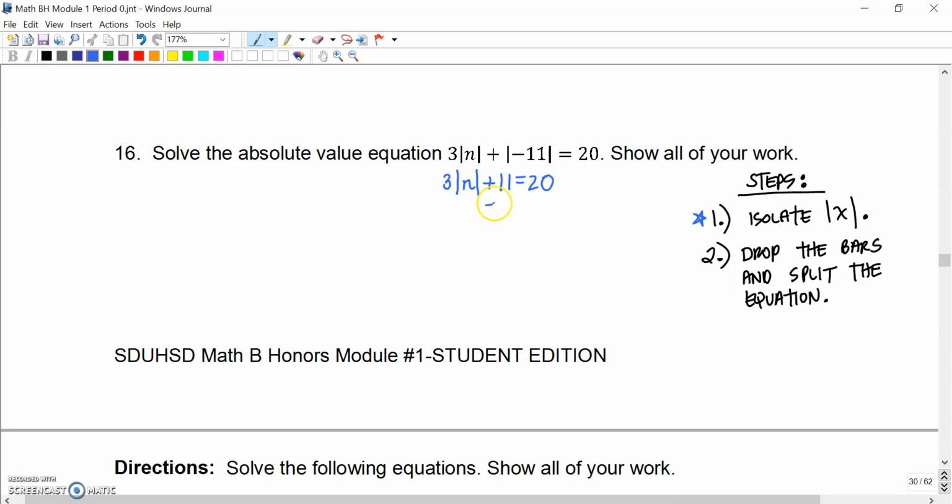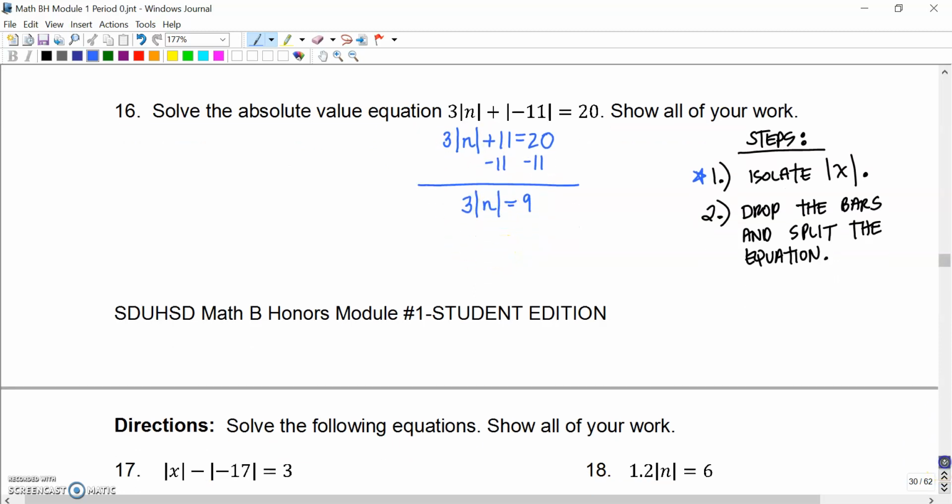Next step, we're going to subtract 11, or add negative 11, to both sides. So we have 3 times the absolute value of n equals 9. Notice that I still have not dropped the bars. If we drop the bars prior to this, we might stumble on a right answer with some of these easier ones, but it will not work for the more difficult ones. Next step, to isolate the bars, we're going to divide by 3 or multiply by a third. Absolute value of n equals positive 3.